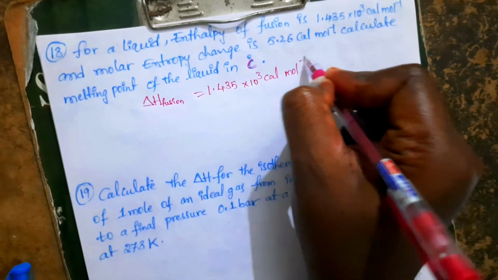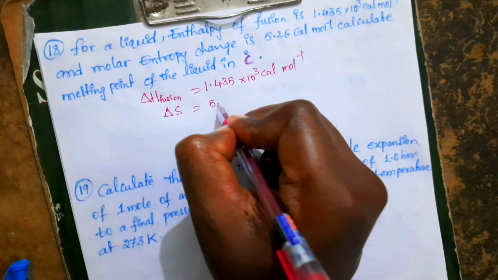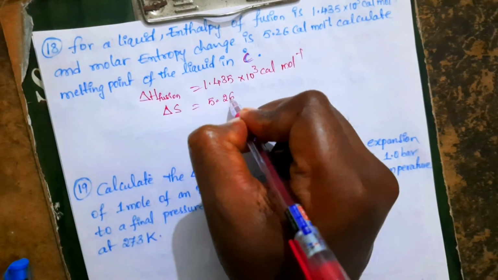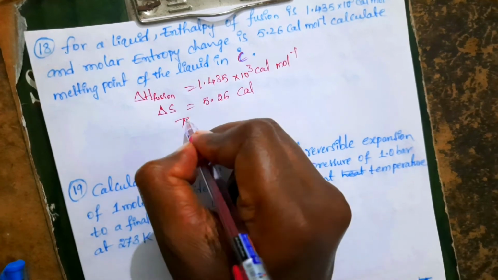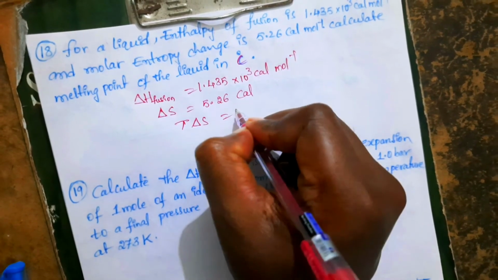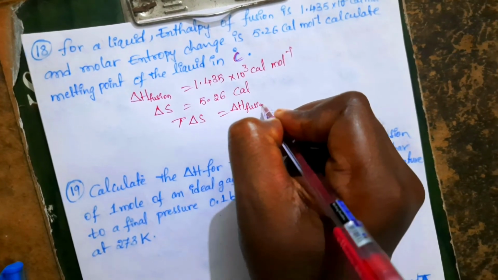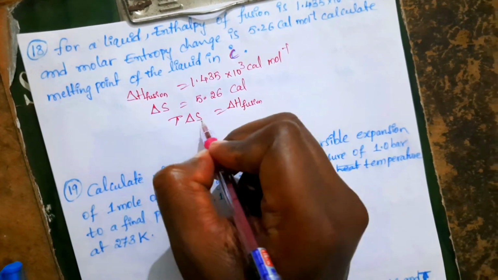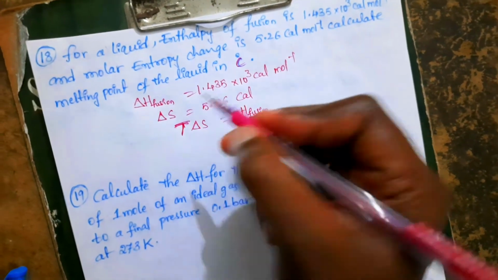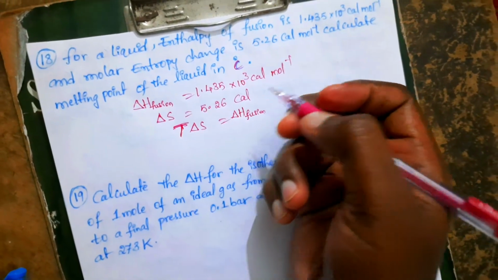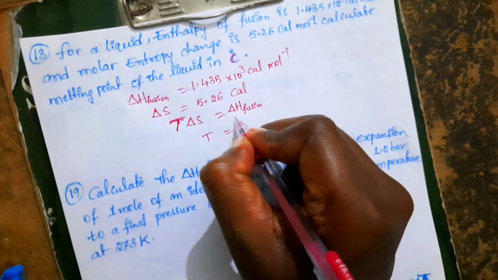Now what have they given still? They have given the entropy change, delta S, which is 5.26 calories. We know that T delta S is equal to delta H, the enthalpy of fusion, so delta H is equal to T into delta S. Because at the fusion temperature, Gibbs free energy is equal to 0. So from this, T is equal to the enthalpy of fusion divided by delta S, which is how much?